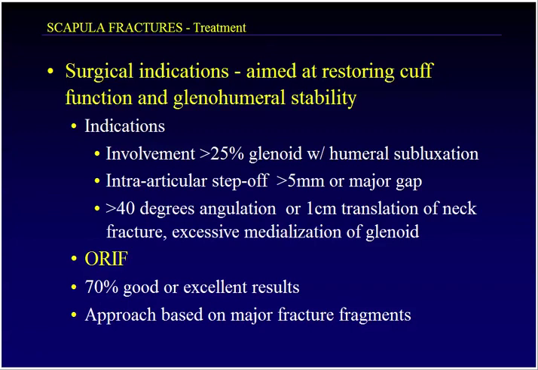When performed, it is reported to have 70% good or excellent results, and the surgical approach is based on the fracture anatomy. The most commonly used approach probably is the Judet approach, which is basically going along the scapular spine and then down medially to basically lift the flap and expose the posterior aspect of the scapula and reduce. It does allow access to the posterior aspect of the glenoid as well to reduce the articular fracture extension.